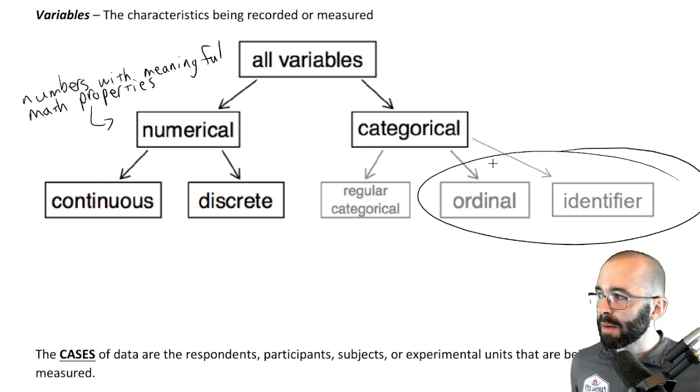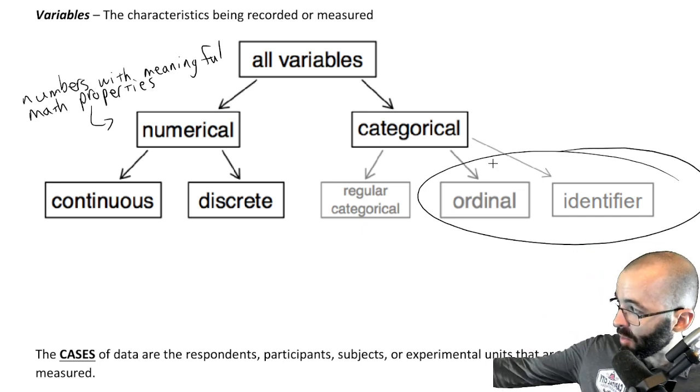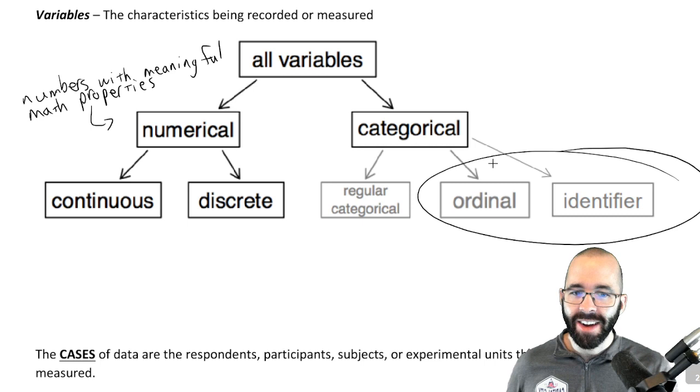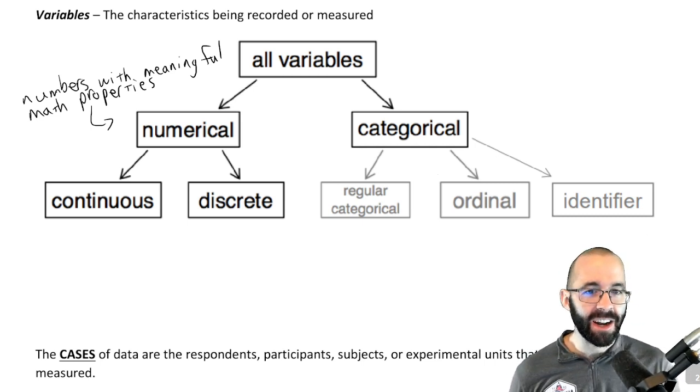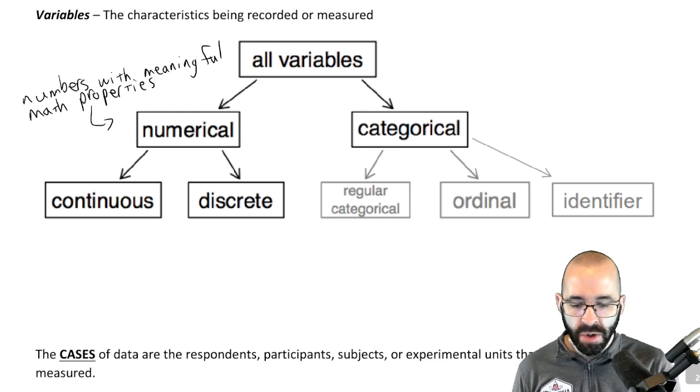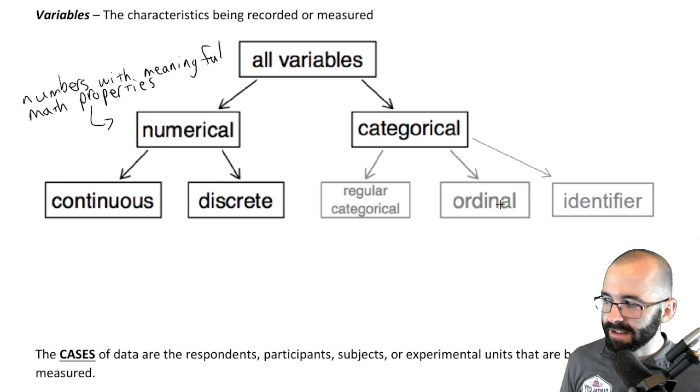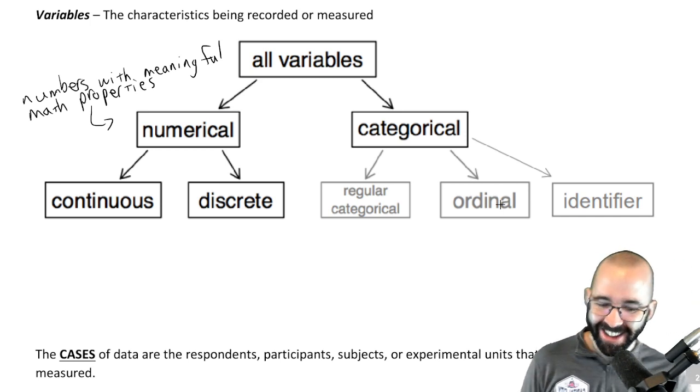Sometimes numbers pop up in, I'm watching you, October. I'm not watching her, but sometimes numbers can be ordinal or categorical, identifier categoricals as well.